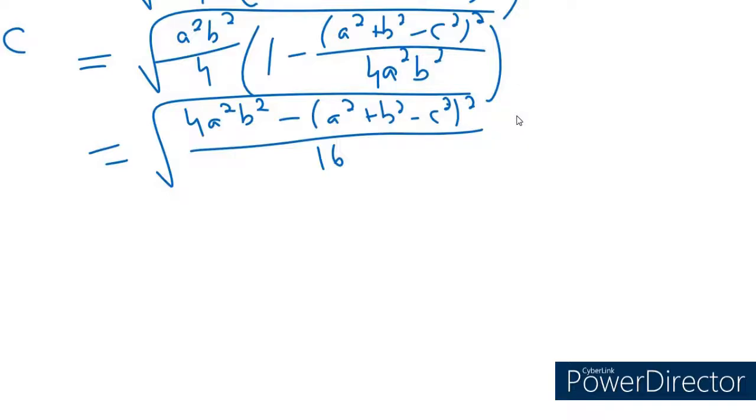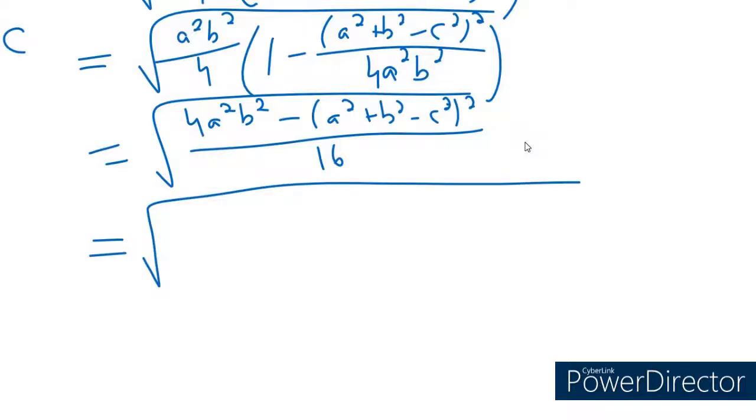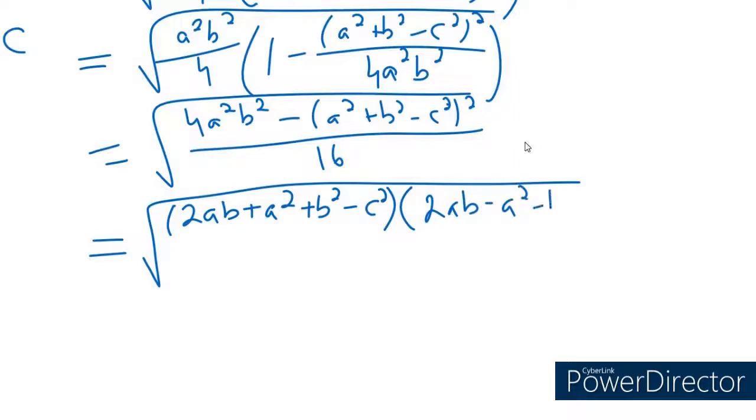When we continue with this, we are going to do some factoring. How are we going to do that? Well, this is a difference of squares, so we can use that as our first step. So 2ab plus all of this in the parentheses, a squared plus b squared minus c squared, times 2ab minus all of that, so minus a squared minus b squared plus c squared. And we get all of that over 16.